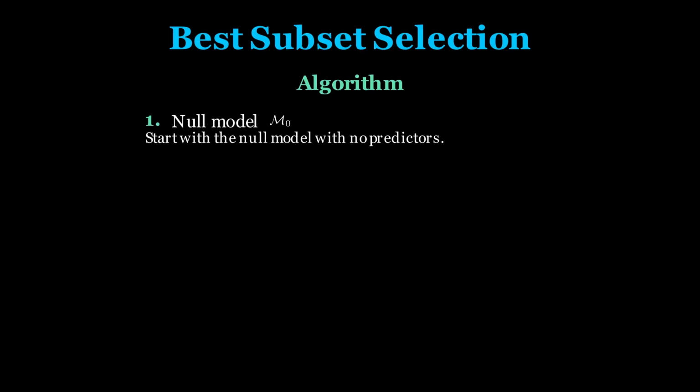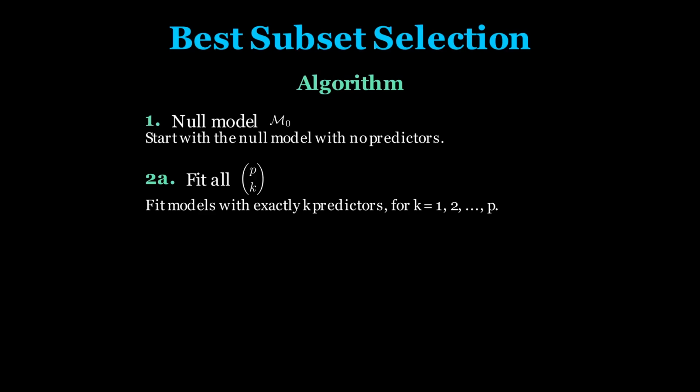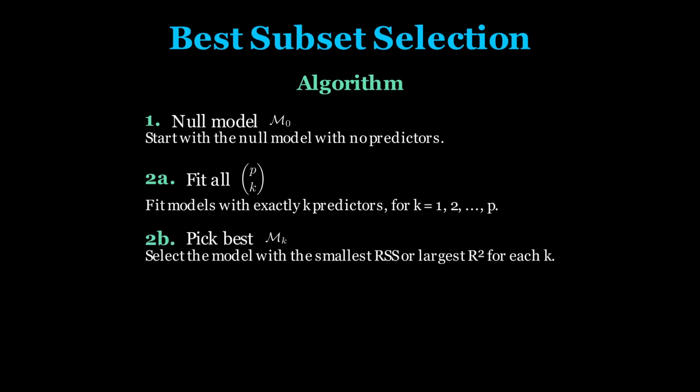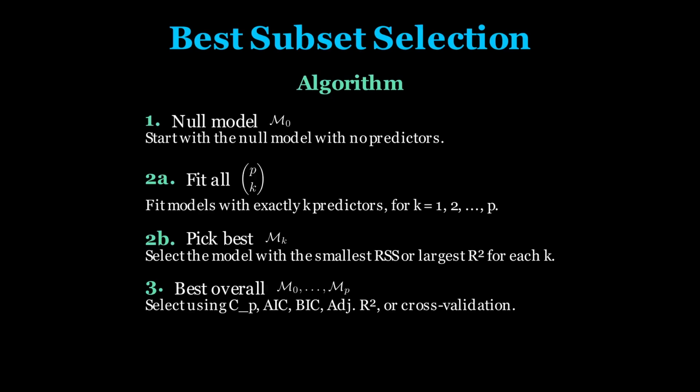In the first step, we start with the null model M0, which contains no predictors. Then, for each model size k from 1 up to p, we fit all p-choose-k models containing exactly k predictors. Next, for each k, we keep the best one, Mk, where best means smallest residual sum of squares, or equivalently, largest R squared. Once we have M0 through Mp, we select the best overall using a prediction error criterion, such as Cp, AIC, BIC, adjusted R squared, or cross-validated MSE. All of these criteria are covered either later in this video or in other videos.